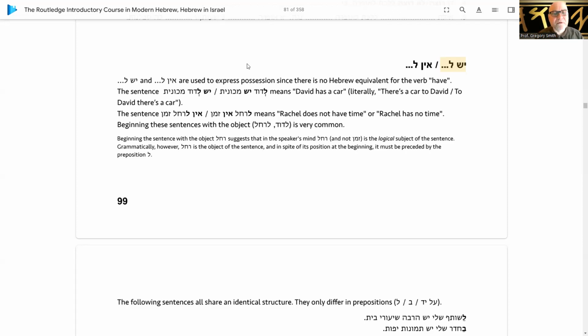Okay, so leDavid yesh mekonit. So to David there is a car. Looks like it could be used the same way. So yesh is like there is. Lamed is the preposition to or for, and then you have David, mekonit. But you could also say it this way: to David, yesh, there is mekonit, a car. So that means David has a car. Literally, there's a car to David, or to David, there's a car.